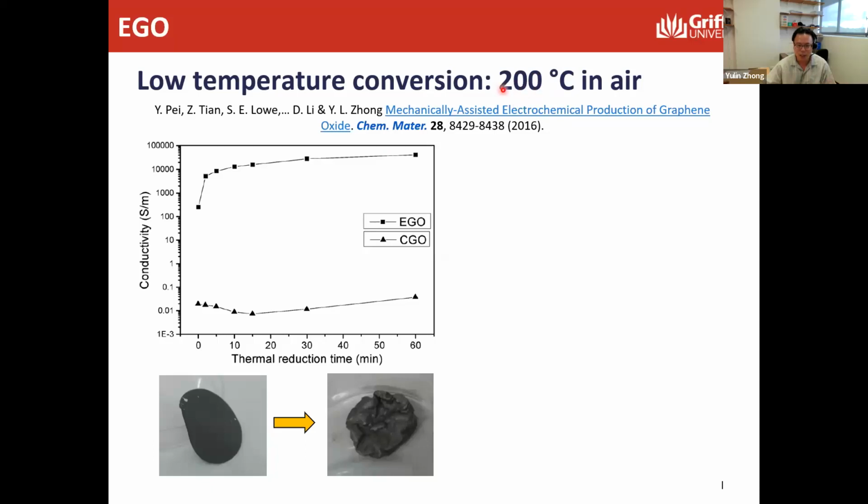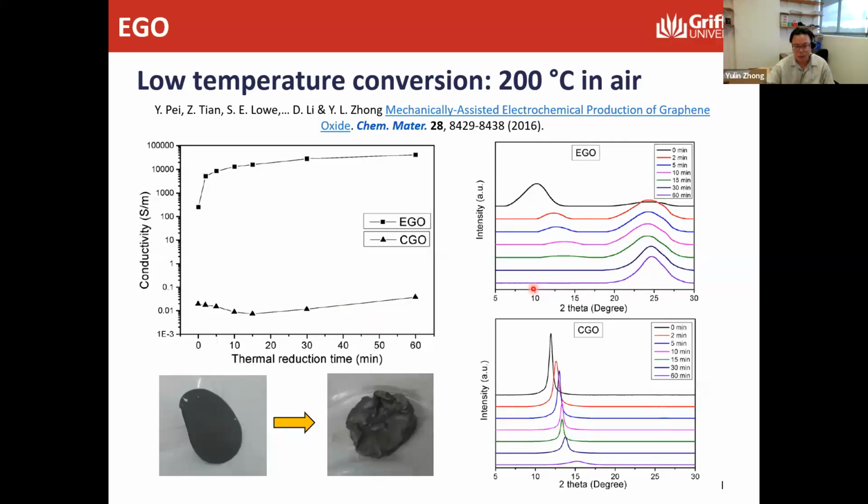And we show in a later paper that just 150 degrees Celsius is also possible for this conversion. In comparison, it's impossible for amorphous GO to be conductive with such a low temperature heat treatment. From XRD you could show that the EGO really transformed from a GO peak to its graphitic peak at this 200 degrees Celsius.